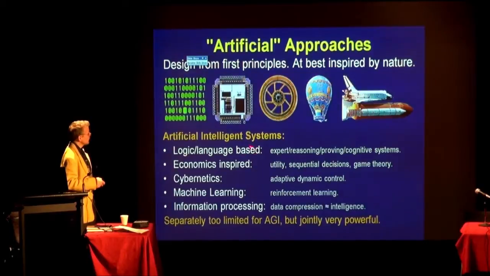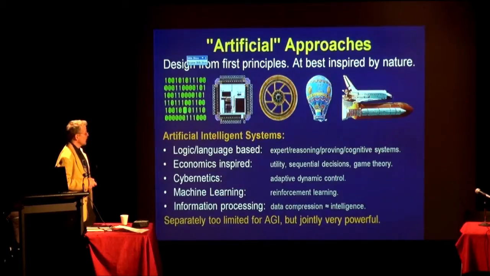There's the good old-fashioned AI approach, a logic, language-based approach, which is narrowly natural. As scientists and philosophers, we reason, we think, and we use language and logic. So maybe an intelligent system should also do the same stuff, right? Expert systems came out of this field, automatic theorem proving, and other cognitive systems.